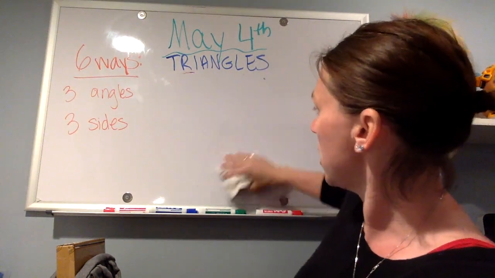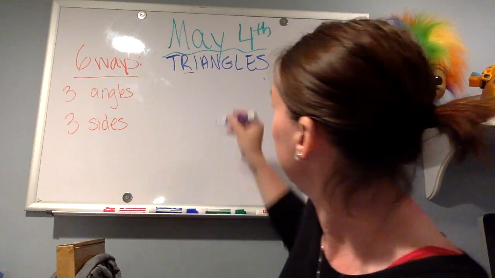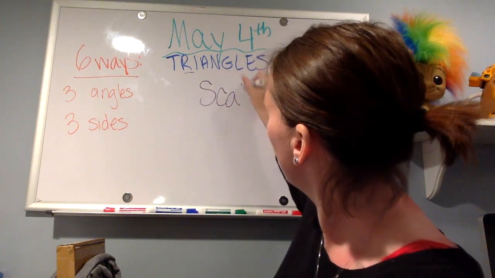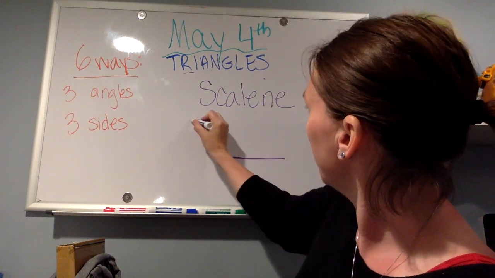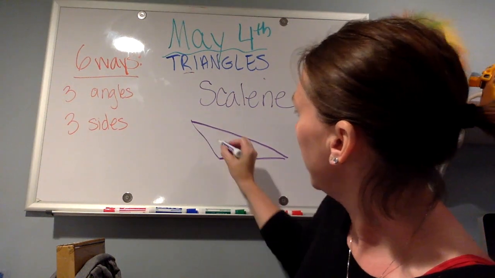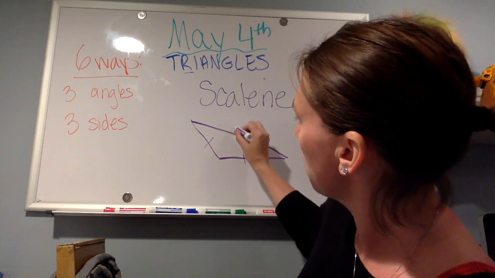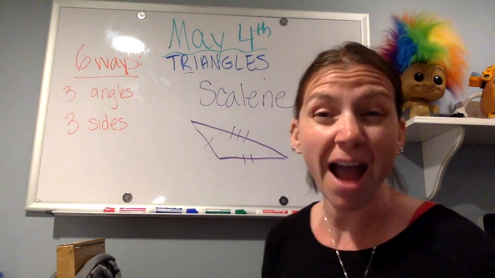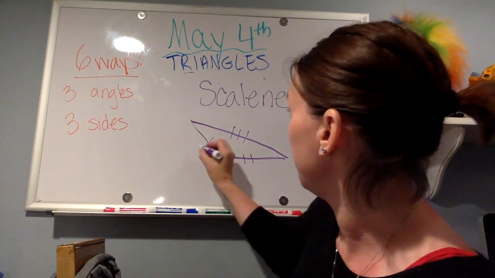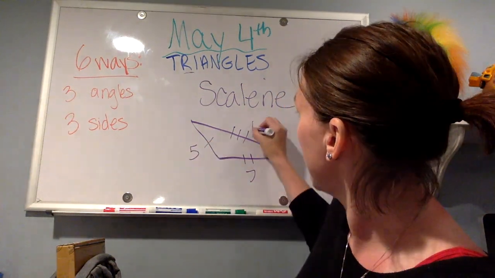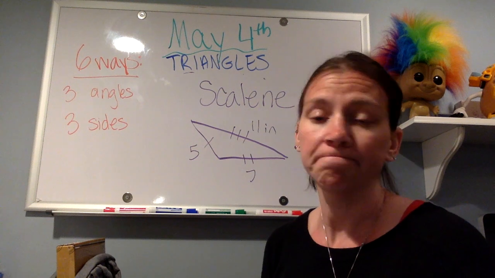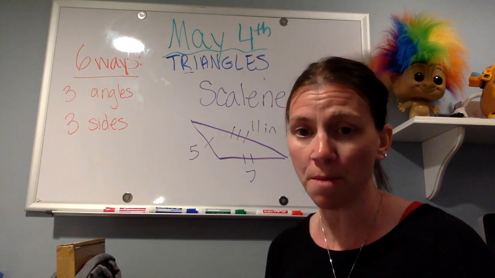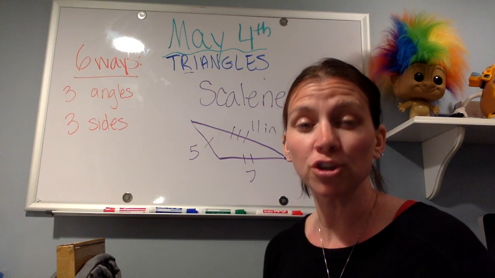And the third one is called scalene, okay? So a scalene triangle could be something like this, and I could put 1 tick mark, 2 tick marks, and 3 tick marks. That means none of the sides are the same. So he could be 5, he could be 7, he could be 11 inches, okay? So scalene, none of them match up, okay? So all sides are different.